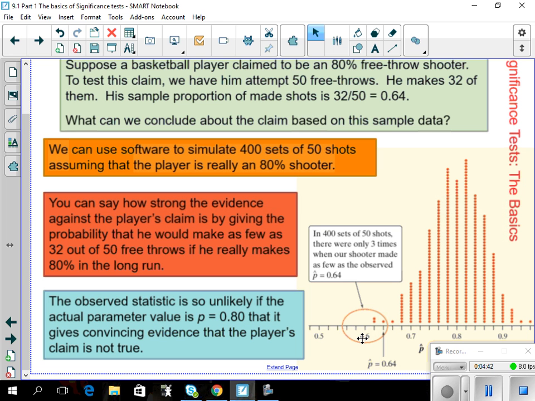That doesn't look very likely. Do you agree? If he really is a shooter of 80%, is it very likely that he would have this kind of an outcome? Not really, okay? So that's kind of what we're looking at here. And that's called a p-value, and we'll talk about what that means in a minute. Any questions about just generally what we're talking about? All right.